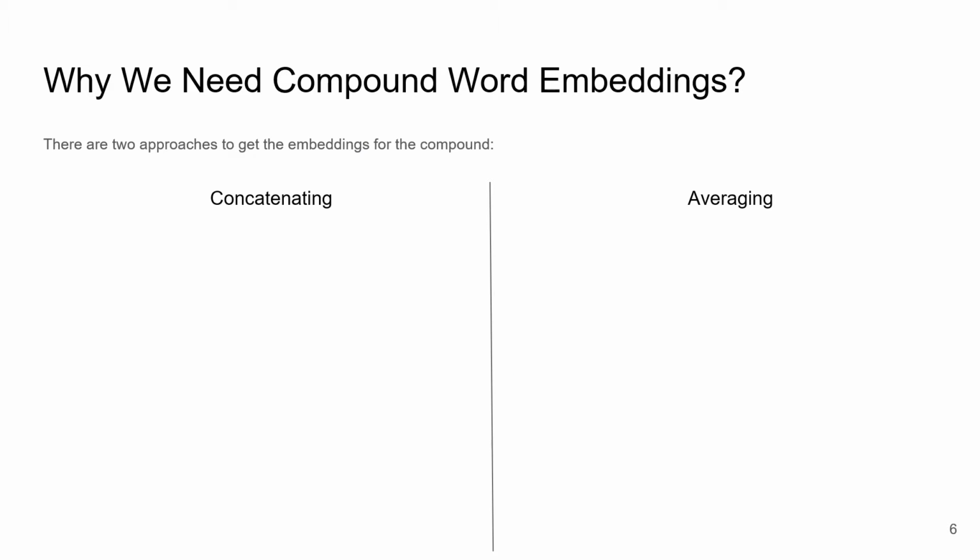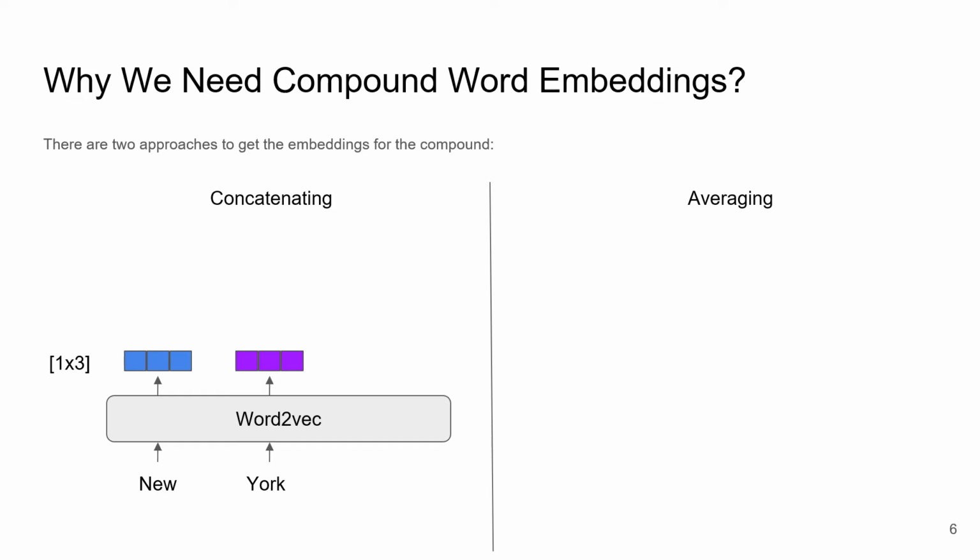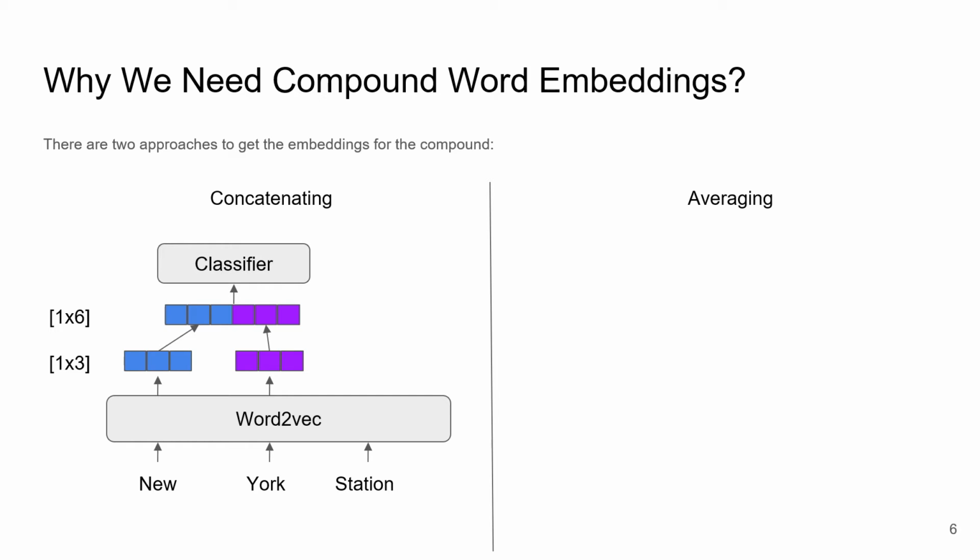Usually, there are two popular approaches to get the embedding for a compound. First is concatenating the constituents of the compound. Consider we input New York into the word2vec model, and it will output 1 by 3 vectors. Then we can concatenate these vectors into a single 1 by 6 vector and use it for applications such as classification. However, if we have New York Station, doing the same process, we will obtain a 1 by 9 vector, which is not suitable for the input of the classifier. So the concatenating approach cannot provide a fixed length vector for applications.